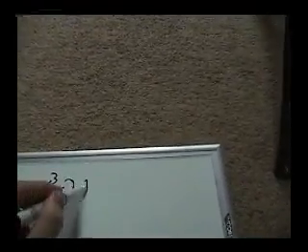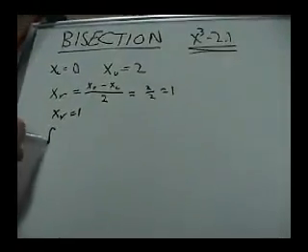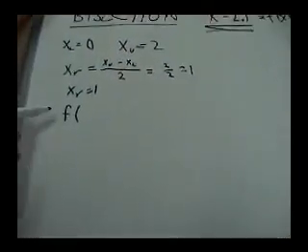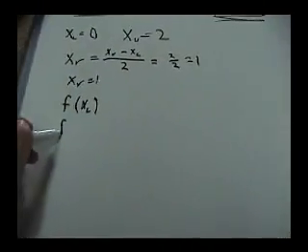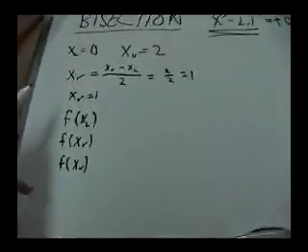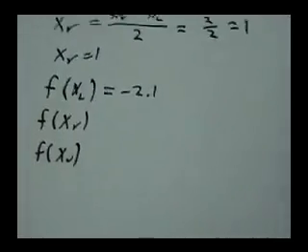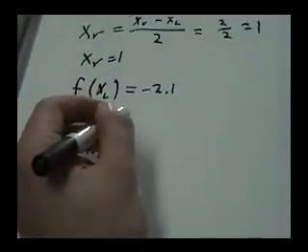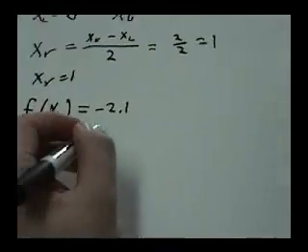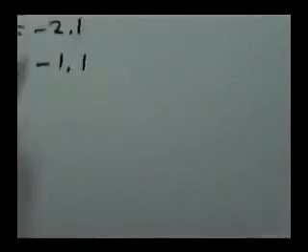Alright, let me just write down our formula here. f of x equals x cubed minus 2.1. So now we're going to calculate f of xl, f of xr, and f of xu. Calculating f of xl, that's 0 cubed minus 2.1, so that's our f of xl. F of xr is just 1 cubed minus 2.1, which is negative 1.1. And our f of xu is 5.9.